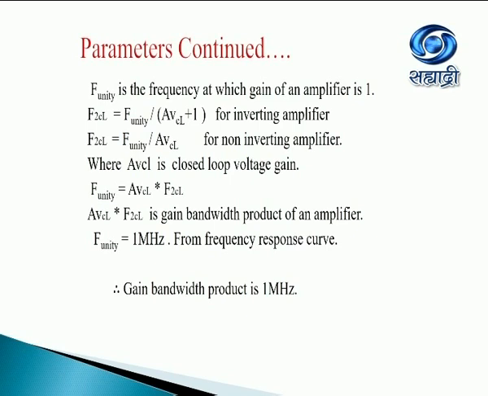From this, we can find gain bandwidth product. Here, AVCL is closed loop voltage gain. F unity is equal to AVCL into F2CL. AVCL into F2CL is gain bandwidth product of an amplifier. F unity is equal to 1 MHz from the frequency response curve. Therefore, gain bandwidth product is equal to 1 MHz.